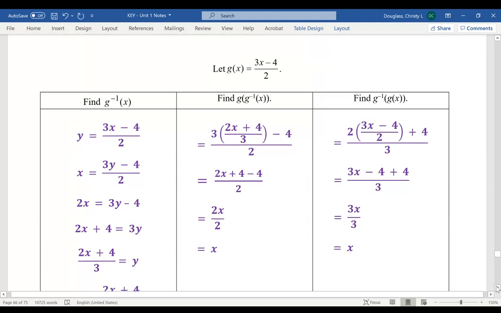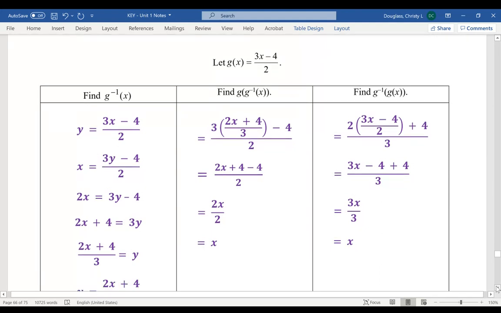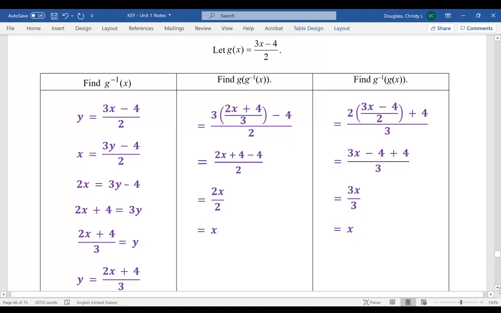Next, we'll explore another important aspect of inverses. Once again, if you like, pause, write, then resume.